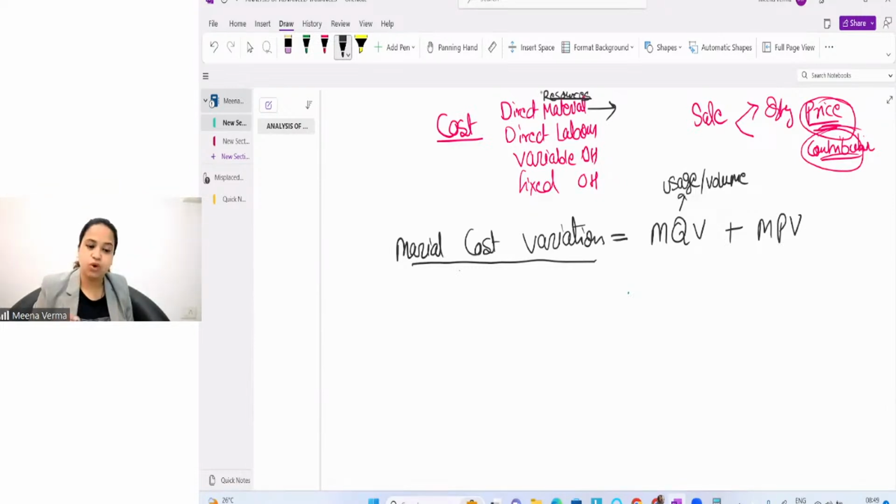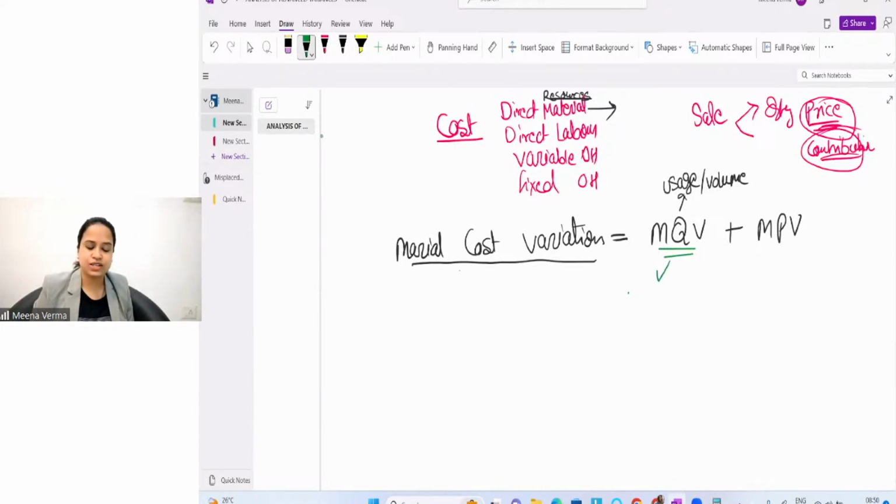I'm just explaining all these things because I don't know how much you remember, but it will come up somewhere in planning and operational variation. These variations will come. For that reason, I'm covering it so that it will be easy for you to cover it, right? So first, ma'am, what is this quantity variation?